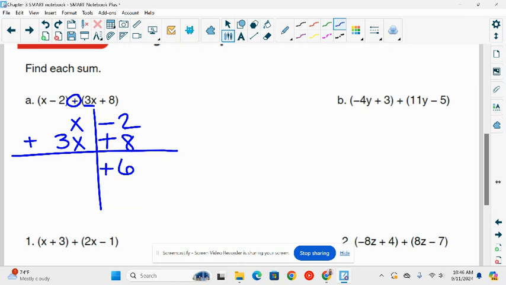Okay? This is not just an x, it's a 1x. So I'm going to put a 1 there. And now I have 1x plus 3x. Well, what's 1 plus 3? 4. So I have 4x. Can I put 4x plus 6 together? Are they in the same category? Are they on the same side? No. So that's as low as I can go. This is my answer.